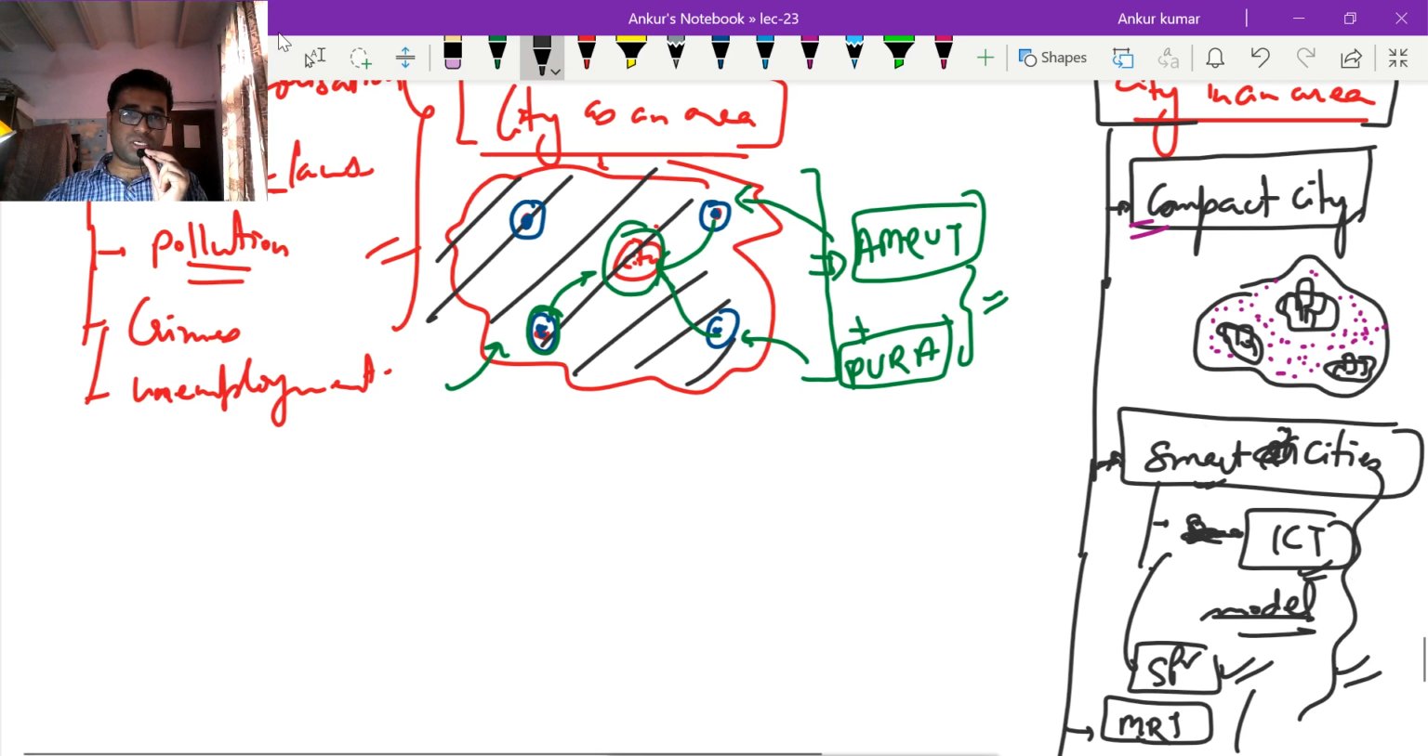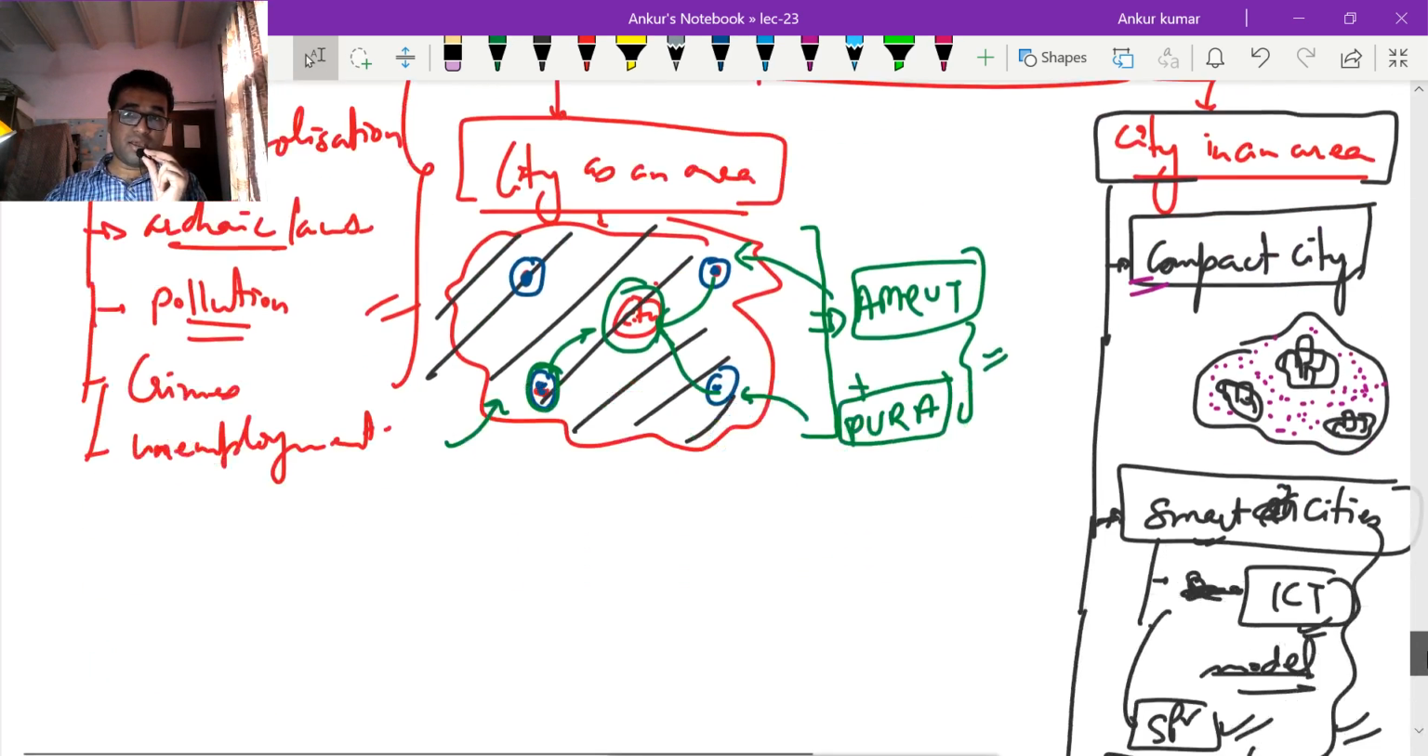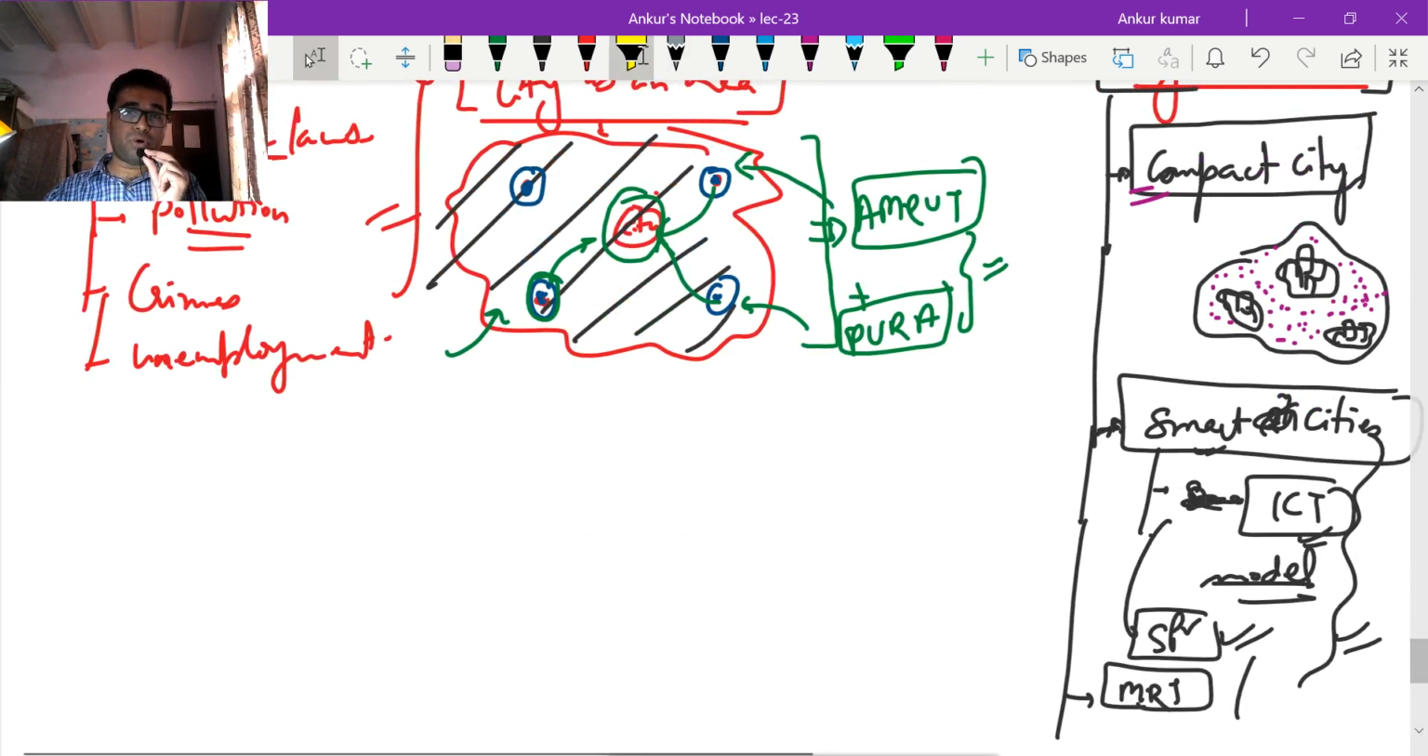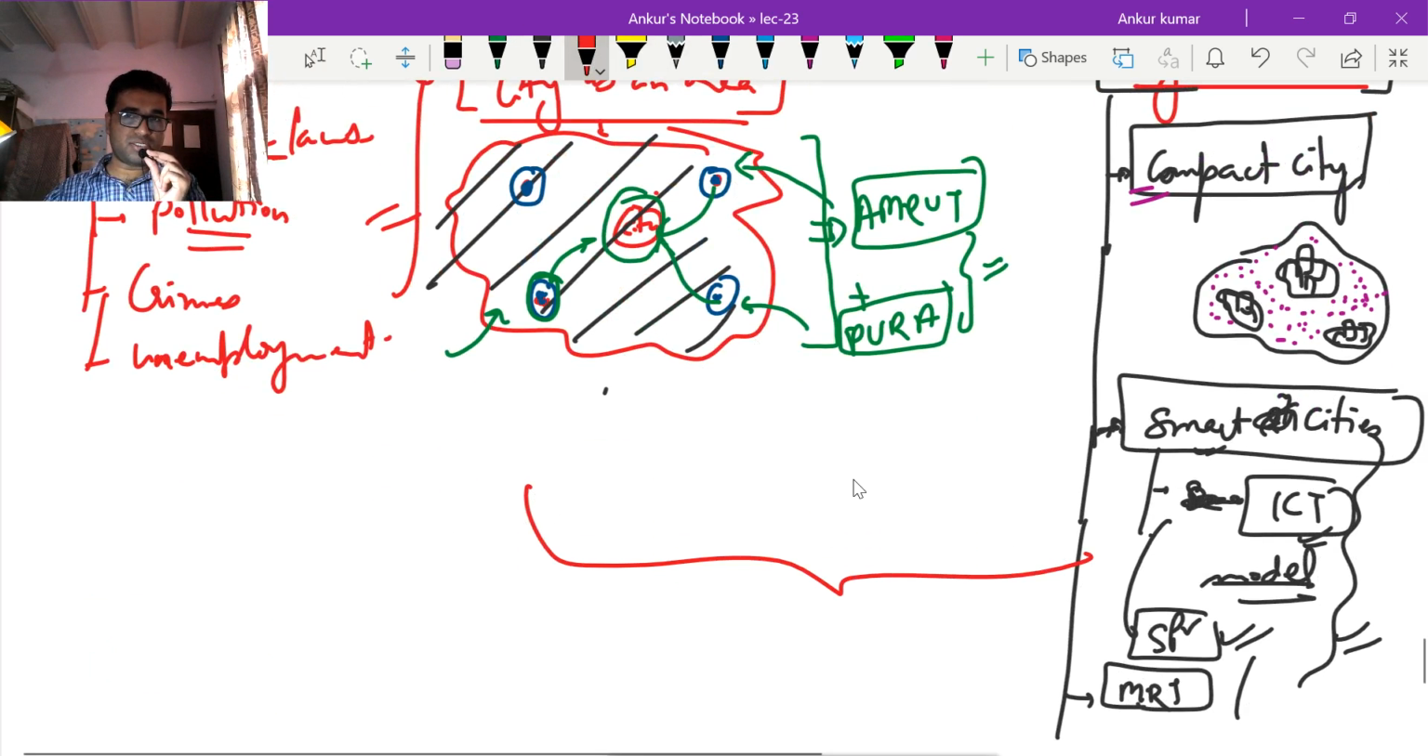So the city's development can be done in two ways, as I said, the city as an area and the city in an area. And you cannot do one thing at a time. Both city in an area and city as an area need simultaneous development to tackle the problem of urbanization in India, right?